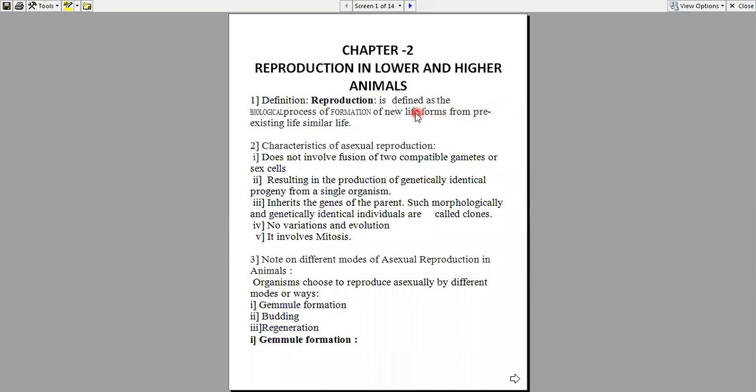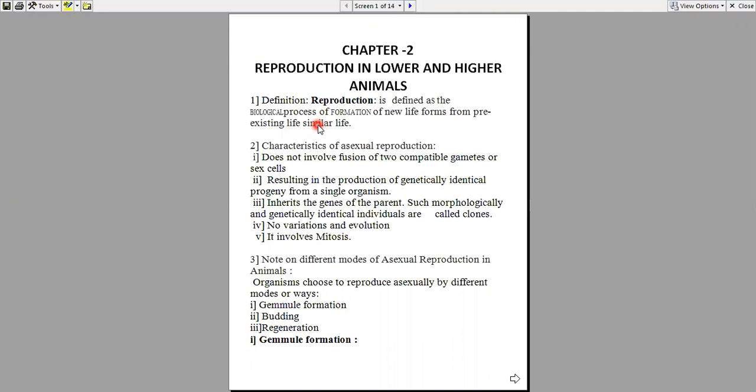Here, what I mean to highlight is formation of new life forms from pre-existing life, that is a similar life. It means the offspring which is formed should exactly be same like that of the earlier one. That is, reproduction is the formation of new life form like itself. That is, formation of an offspring from the parent like itself.